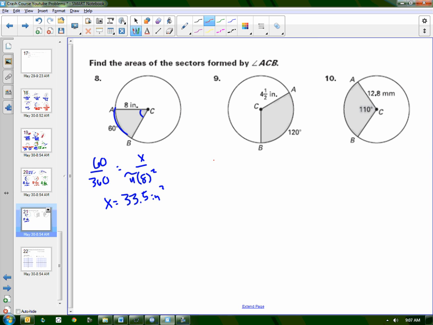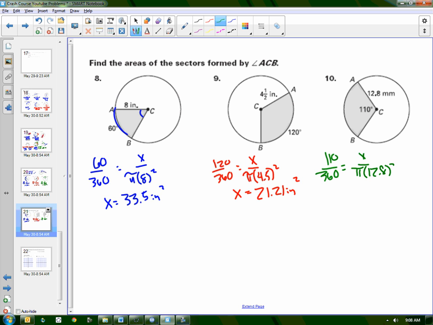Same idea, 120 out of 360. I have 1/3. If you wanted to reduce it, you could. 1/3 of the circle is pi times 4.5 squared. If you solve for x here, you're going to get 21.21 inches squared. And for the last one, I'm going to say I have 110 degrees of 360, which means I have some portion of the area. The area here is 12.8 squared. So when I solve for x, I get 157.28, and that's millimeters squared. So that's it for our ratios.